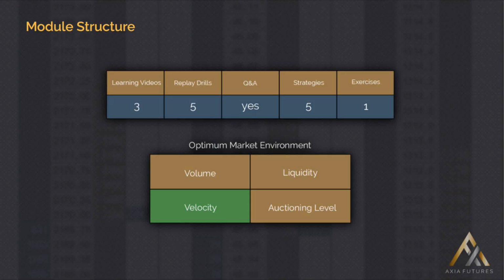Okay, now the module structure for the rest of the large order module. We'll be going through one main learning video looking at multiple large order plays, setups and strategies. Then there'll be 5 replay drills. We'll have a Q&A session to consolidate your learning. We'll be looking at 4 strategies within the large order play when you observe one and identify one, and then there'll be one key worksheet exercise on how to consolidate your learning in the live markets. And we'll be looking at the optimum market environments in each of those plays and setups, and how to deploy the right strategy as you identify these large orders.